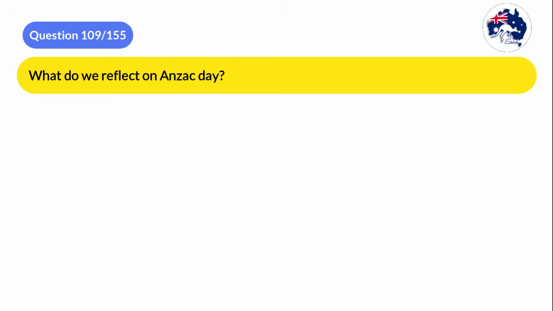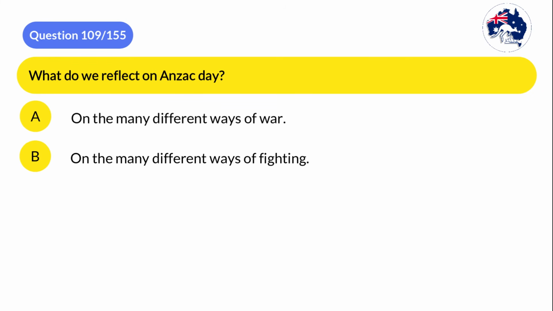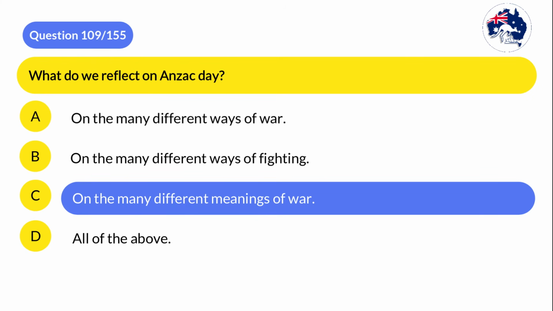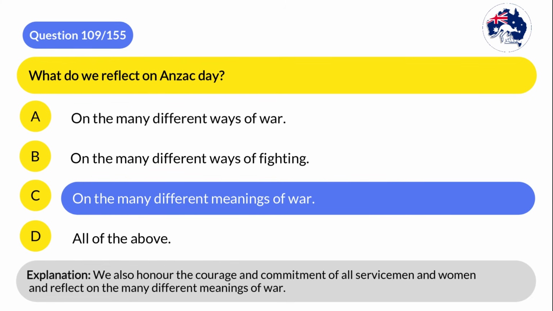Question 109. What do we reflect on Anzac Day? A. On the many different ways of war. B. On the many different ways of fighting. C. On the many different meanings of war. D. All of the above. The correct answer is C. On the many different meanings of war. Explanation: we also honor the courage and commitment of all servicemen and women and reflect on the many different meanings of war.